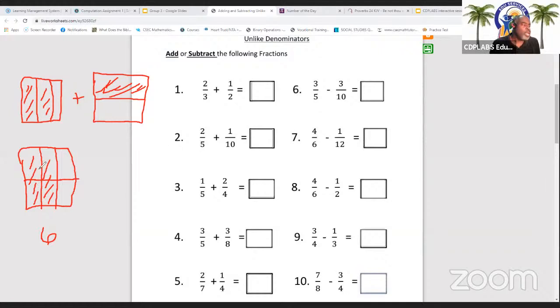So now, the answer for this, the number of shaded parts, is 4/6. So what you can learn is that 2/3 is the same thing as 4/6. So we're seeing equivalent fractions right here.